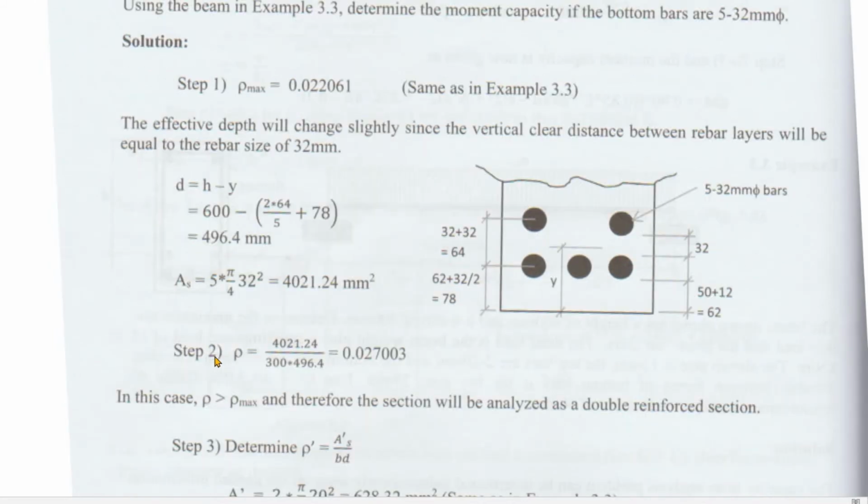And then step 2, you compute your actual rho, which is AS all over BD. And then you compare this with rho max, no? So yung rho natin is 0.027. Tapos yung rho max, ito 0.022. Notice na exceed niya. And therefore, kapag rho is greater than rho max, ibig sabihin over-reinforced, kailangan mong tapatan ng compression steel. So, this will now be analyzed as DRB. Okay? DRB kapag rho is greater than rho max.